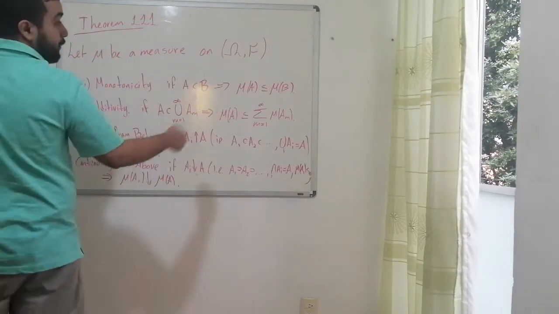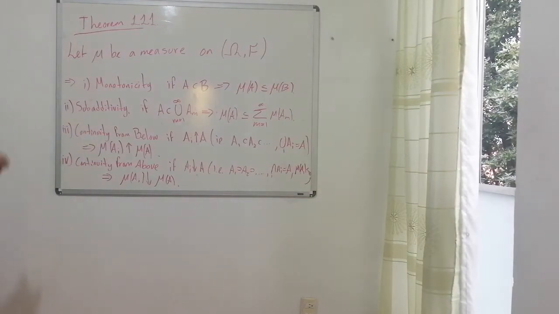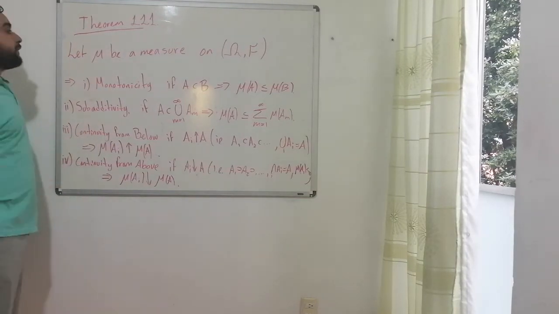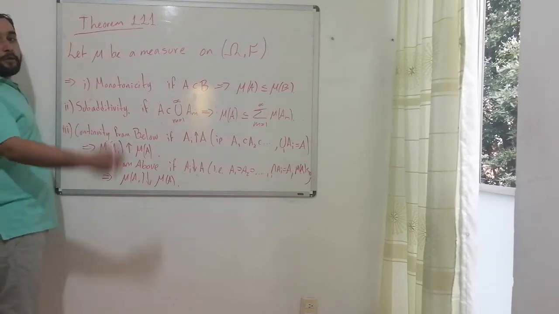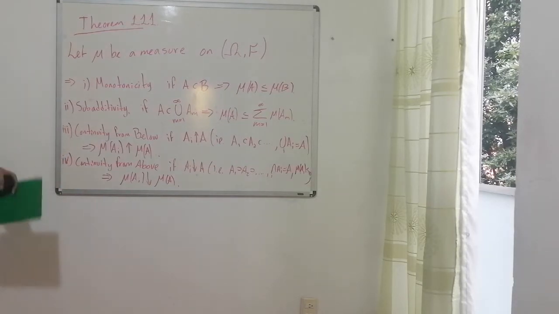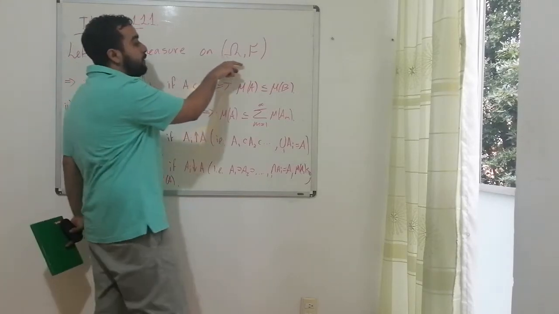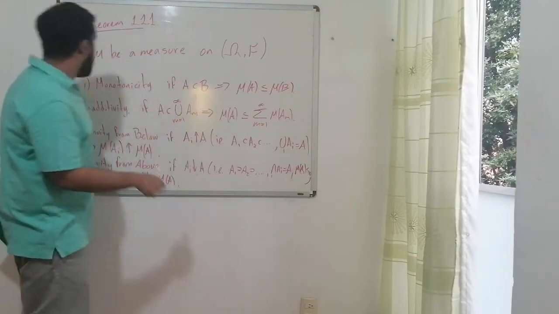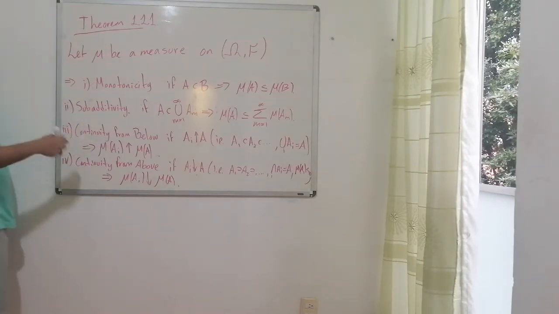Well, in this video, we proceed to prove Theorem 1.1.1, that is the first theorem in the course. This is a consequence of the definition of a measure mu. Let mu be a measure on a measurable space (Ω, F). In this case, the measure mu has four consequences.